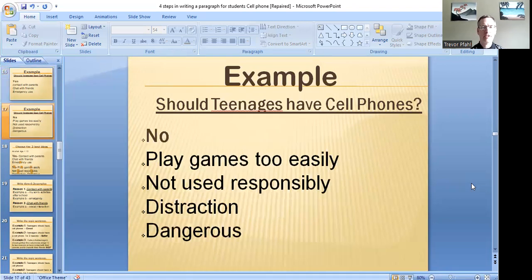I can also look at the other side. What's the difficulty or danger of cell phones? Well, it's too easy to play games. Kids or teenagers are not necessarily going to use it responsibly. It distracts them from their homework, sports, or other activities. And it can be dangerous because people can contact them through their cell phone or social apps and try to manipulate them, or they can be exposed to material and information they're not ready for. So those are some ideas why they should or should not have cell phones.